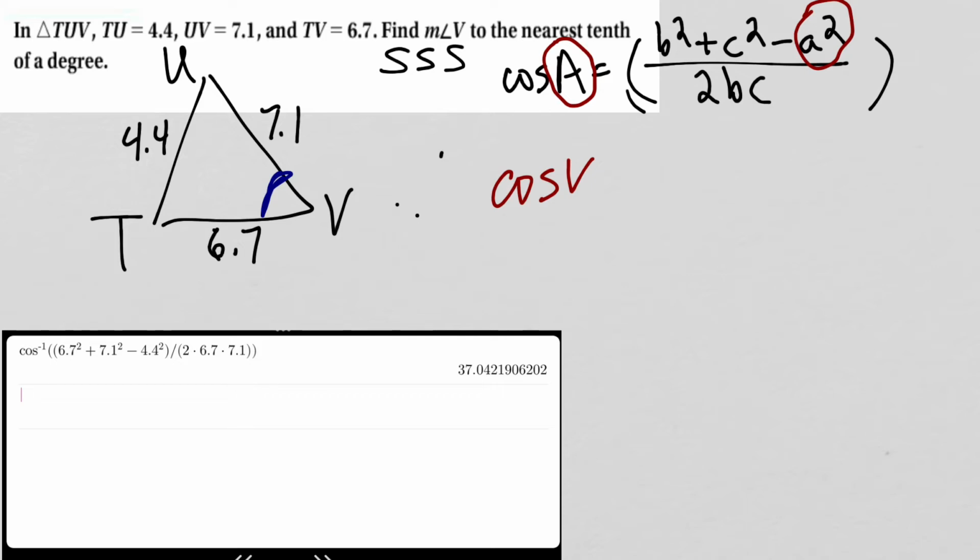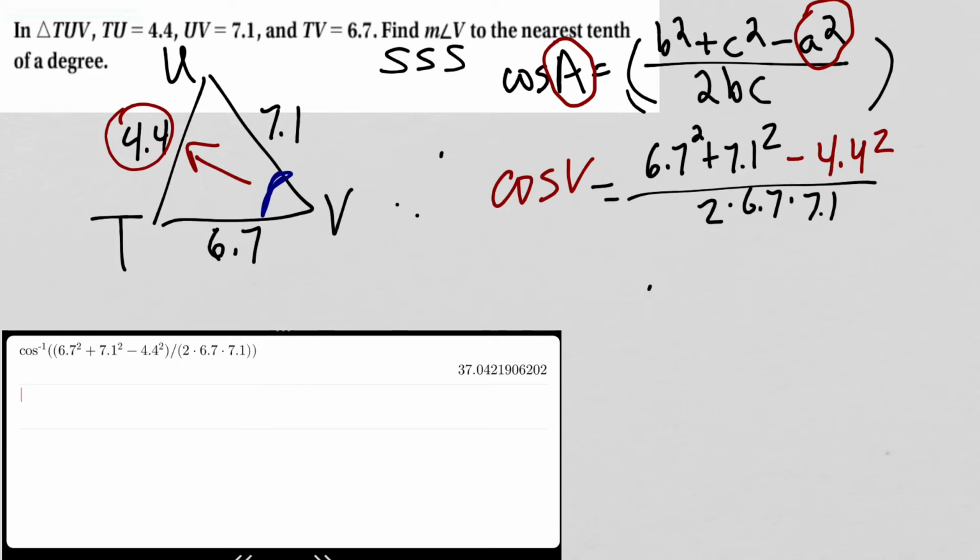So what is the side that's opposite of the angle I'm looking for? That's 4.4. This is going to be replaced at the very end, minus 4.4 squared. What are the other two, B and C? That's going to be the 6.7 and the 7.1. All right, so I have everything there correctly. Again, stressing that the angle you're looking for with that side, that's the only spot you're going to see it, which is the 4.4 at the end.